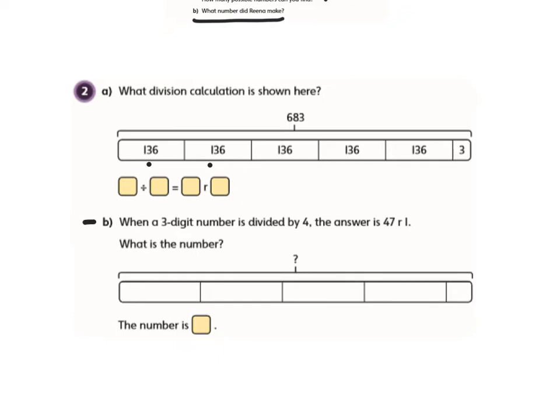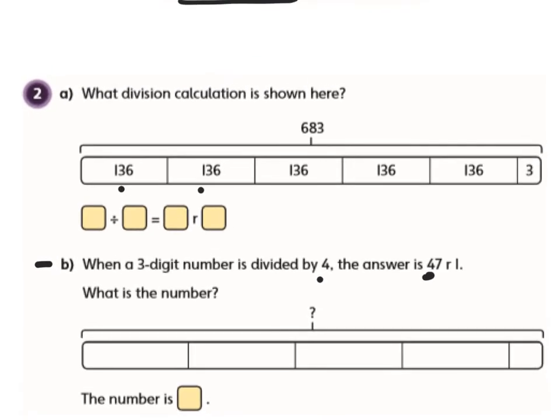And B, when a 3-digit number is divided by 4, the answer is 47, remainder 1. What is the number? Write the numbers in these boxes to help you out with that. So if you pause the video now, welcome back. So hopefully again you've had another go at these ones.